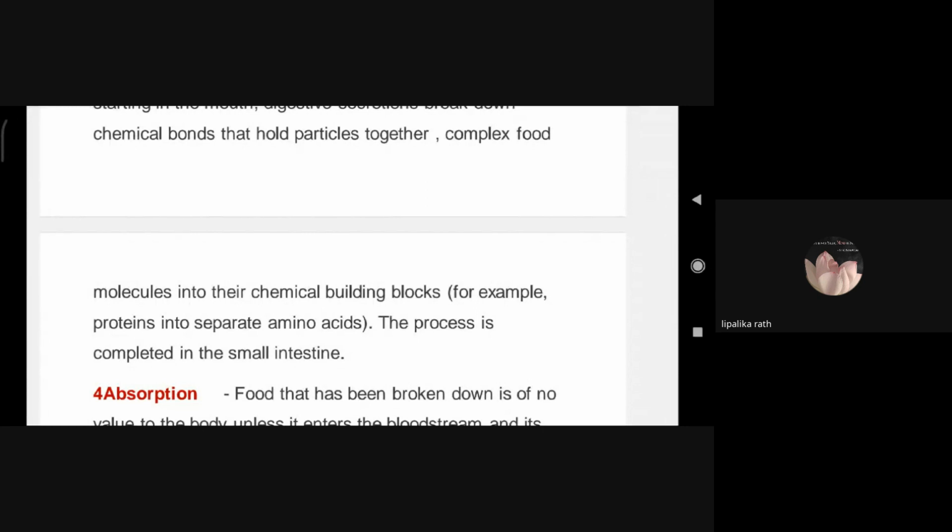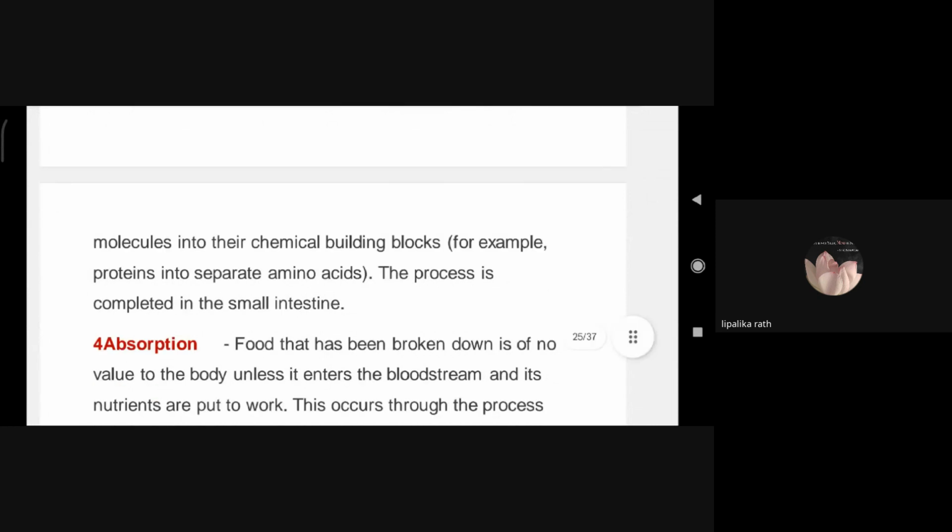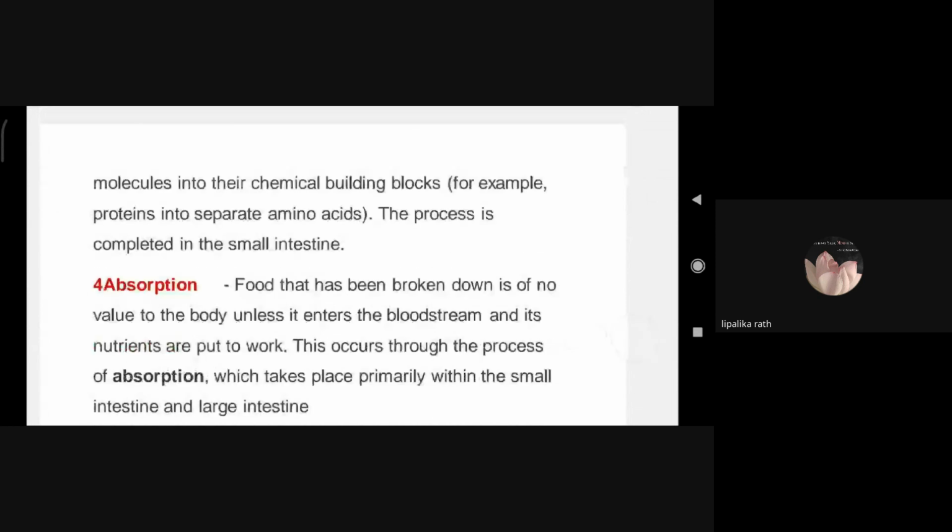Okay, and the next very important nutrient is fat. So, what is the simplest form of fat? These are very important questions from an exam point of view.